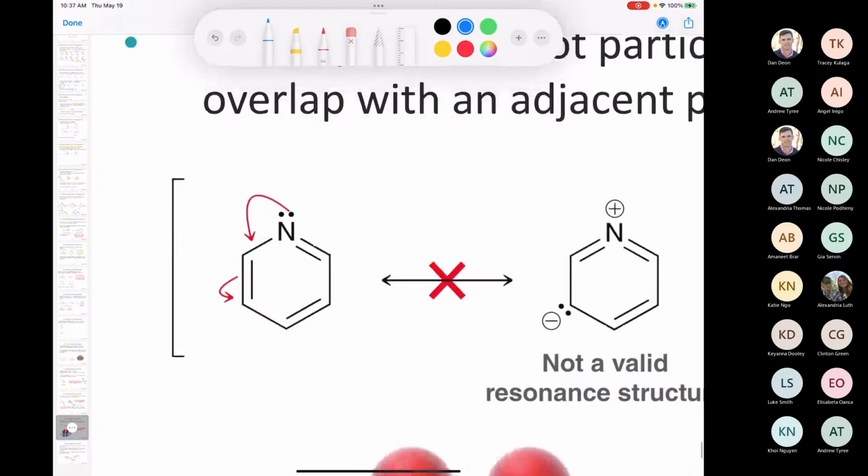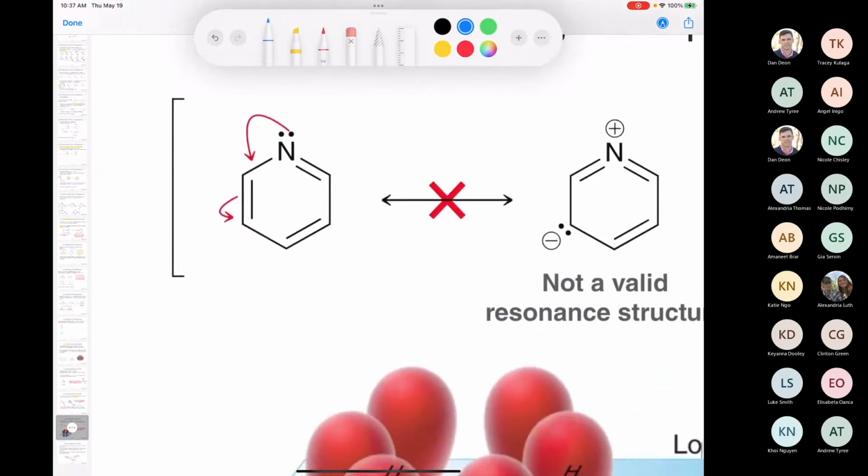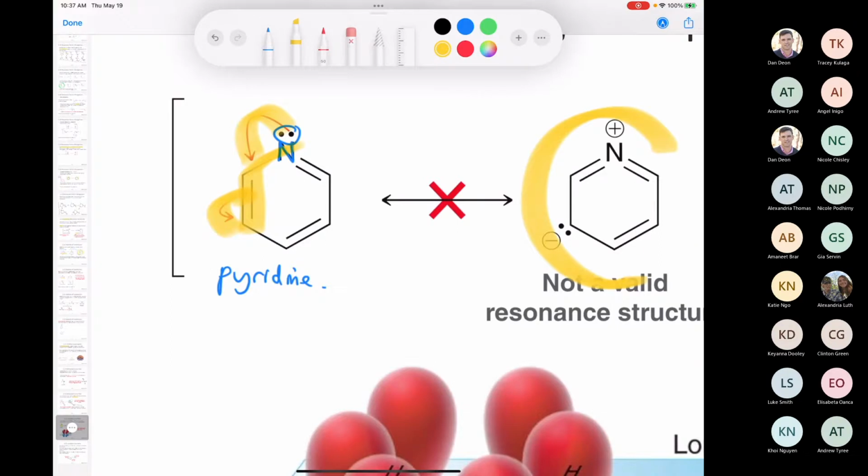If you take a look at the lone pair on this nitrogen in this compound, and this compound is called pyridine, okay? We have the nitrogen that has a lone pair on it, but it also has a pi bond on it. And you might be saying, well, if I've got an allylic lone pair here, why couldn't I draw these two curved arrows and draw this? Well, this is in fact not a valid resonance structure.